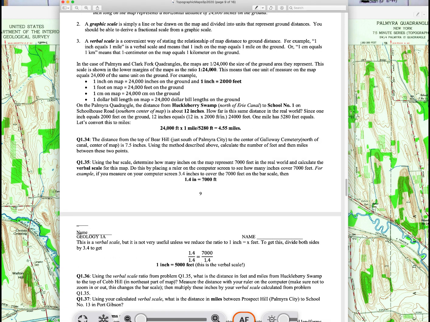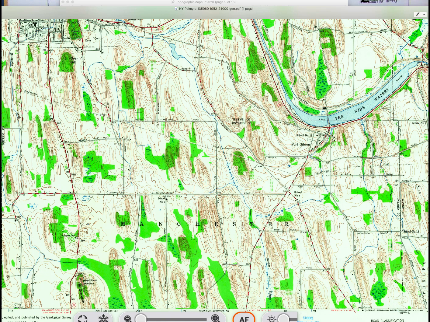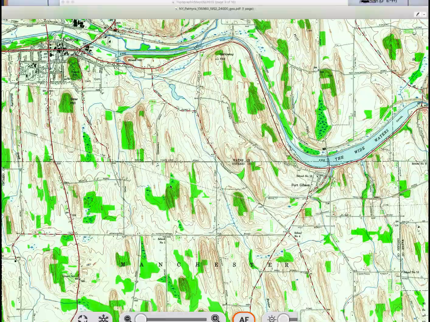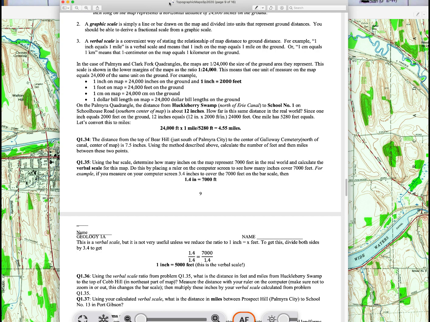At the Palmera Quadrangle, I measured on the real map the distance between this Huckleberry Swamp and school number 1. So if we look at that, here's that Huckleberry Swamp right here. And then school number 1 is way down here in the south of the map. And that distance is about 12 inches. That's what I measured on the real map, because I actually have a printout of this. Well, I know that on this map, every inch is 2,000 feet. Every inch is 2,000 feet for that scale, 1 to 24,000, because all I'm doing is taking 24,000 and dividing it by 12, and that gives me 2, so 2,000.